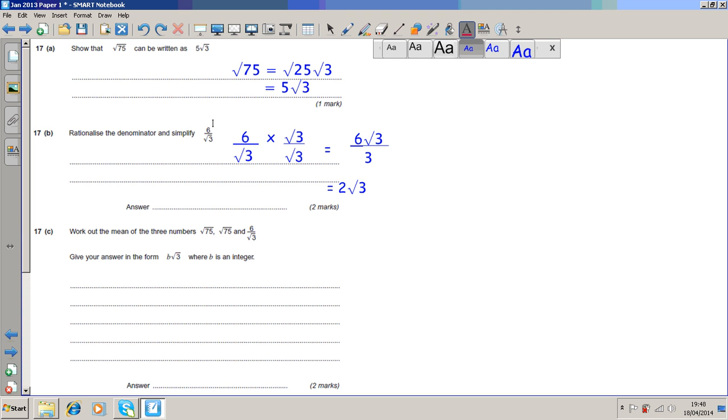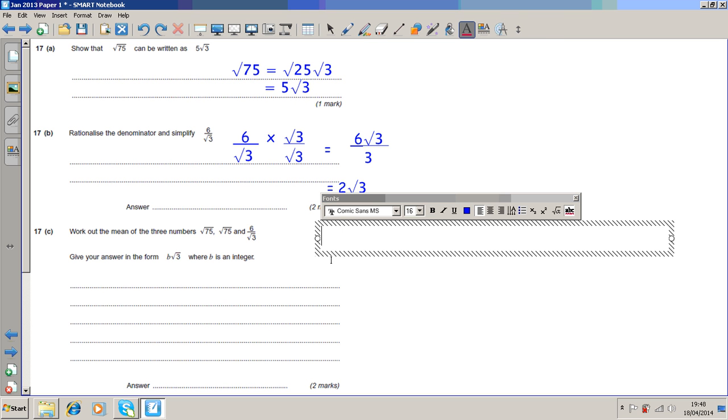Work out the mean of the three numbers: root 75, root 75, and 6 over root 3. The key to this is noticing that these numbers are the same numbers that we've just been working with. Root 75 is 5 root 3, root 75 is 5 root 3, and 6 over root 3 is 2 root 3. So we're going to add them together: 5 root 3 plus 5 root 3 plus 2 root 3.